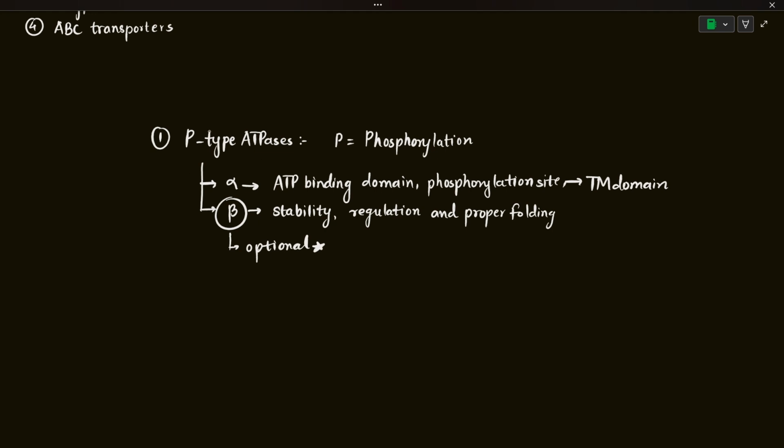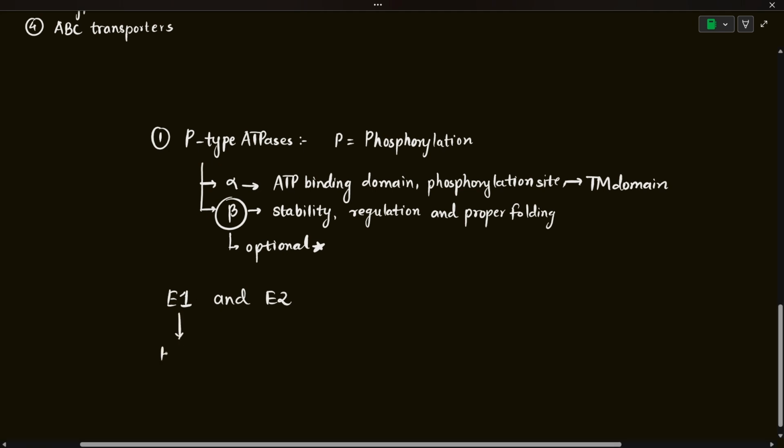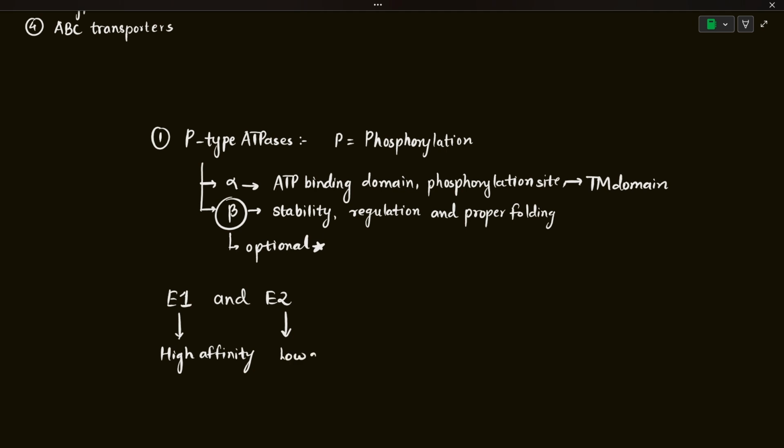Okay, so these P-type ATPases have two important configurations. They are referred to as E1 configuration and E2 configuration, or let's call them conformations. Those two conformations have different properties. For example, the E1 conformation has higher affinity to the cytoplasmic ions, while the E2 conformation has low affinity to the cytoplasmic ions.